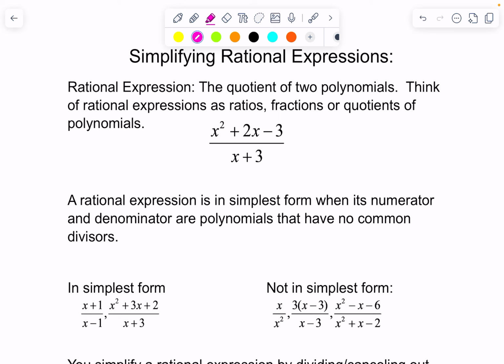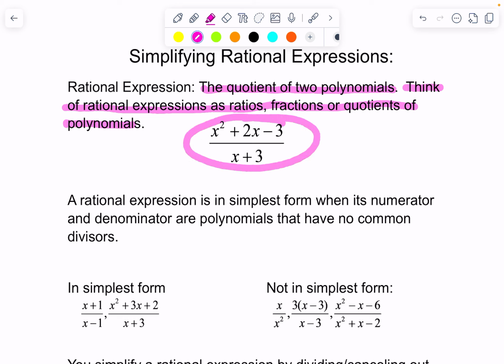Today we're going to learn how to simplify rational expressions. What is a rational expression, you may ask? Well, a rational expression is the quotient of two polynomials. Remember that quotient means division. It's a fraction. Think of a rational expression as ratios, fractions, or quotients of polynomials.